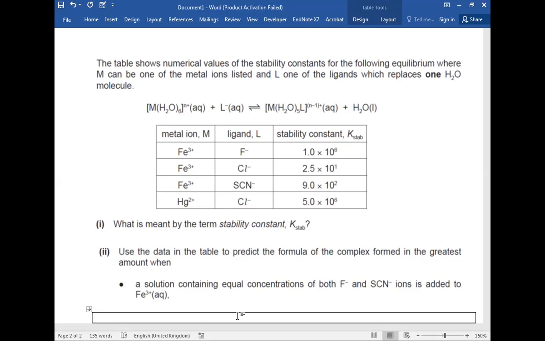Sir, the last value is the largest, 5 multiplied by 10 to the power 6. You're right, but right now we are comparing fluoride and SCN minus. These two ligands have been introduced to a solution which only contained iron 3 plus. The last one is with mercury. So with iron, which ligand will bond, and its corresponding stability constant. You only have to look at the first and the third one.